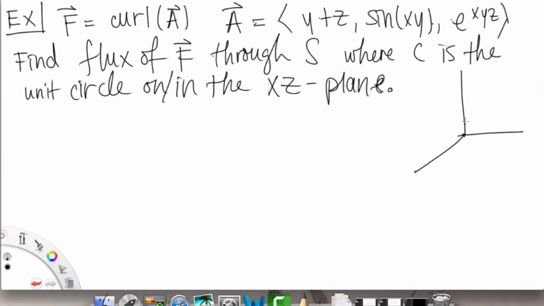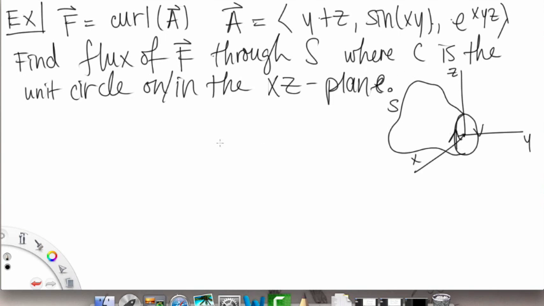Okay, so we have our x, our y, and our z, and we have a unit circle going on the x and z plane, and so this is oriented like this. That's what the picture says. And then we have some surface S attached to it. So this is S, all right?